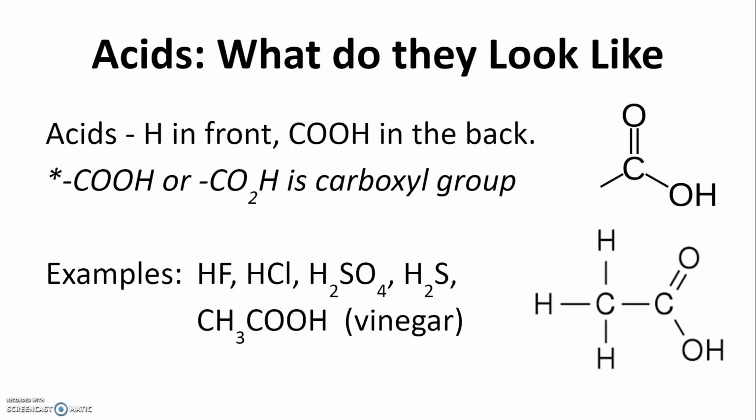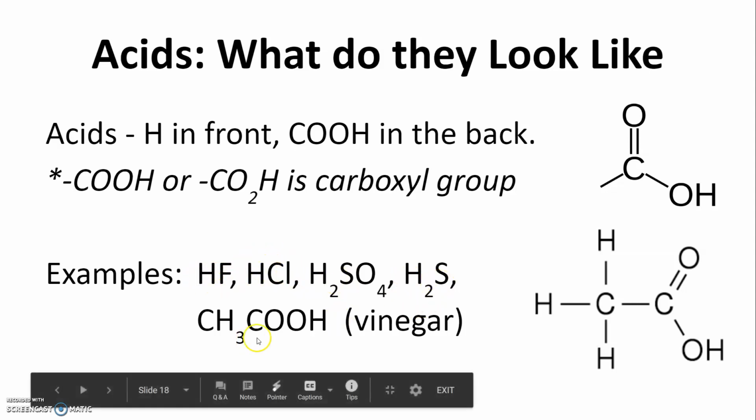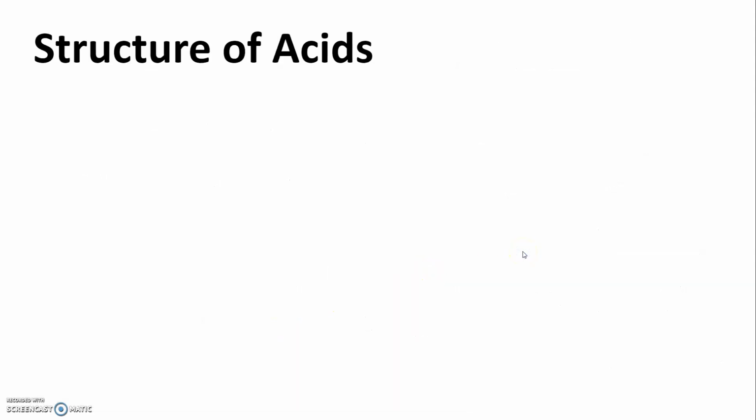So acids you can recognize from their chemical formula because they have an H in the front and a COOH group, which is this group here, in the back. Okay, this carboxylic acid group. And so here are some examples. You see the H, the hydrogen in the front of HF, HCl, H2SO4, and H2S. And then you have this COOH group in the back for vinegar. So that's how you can recognize that they're acids.